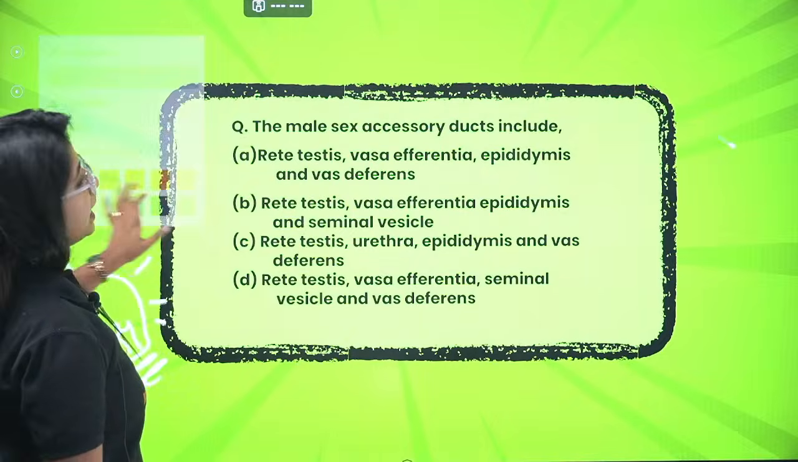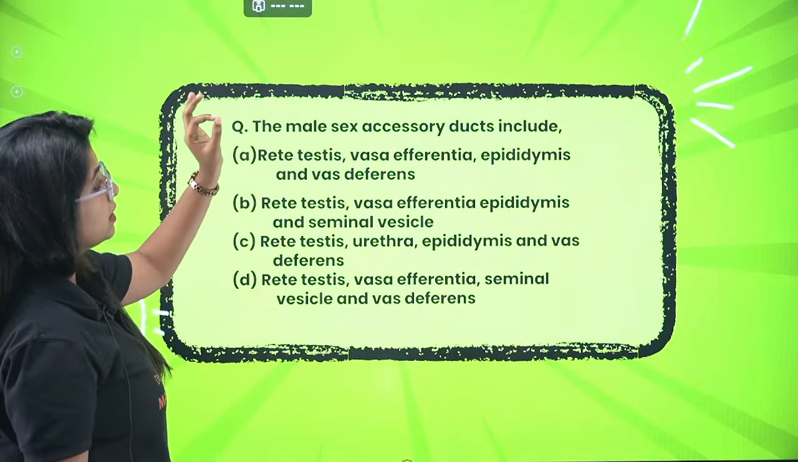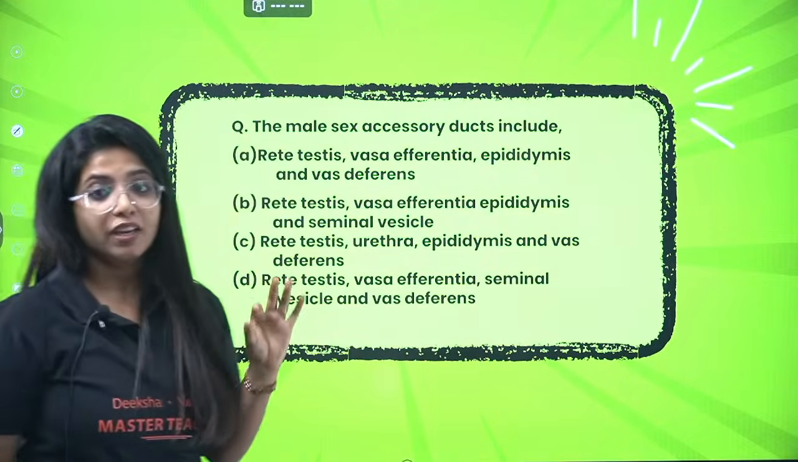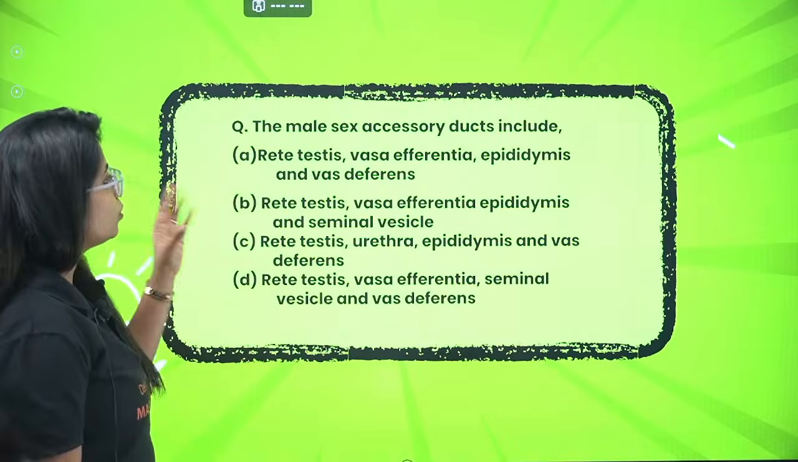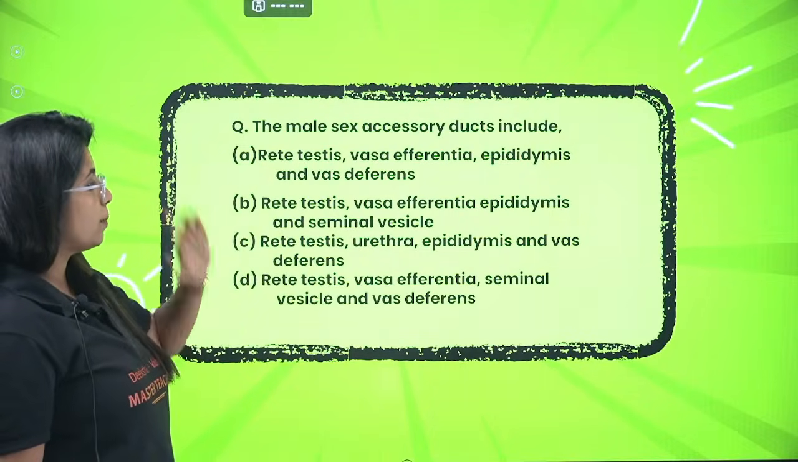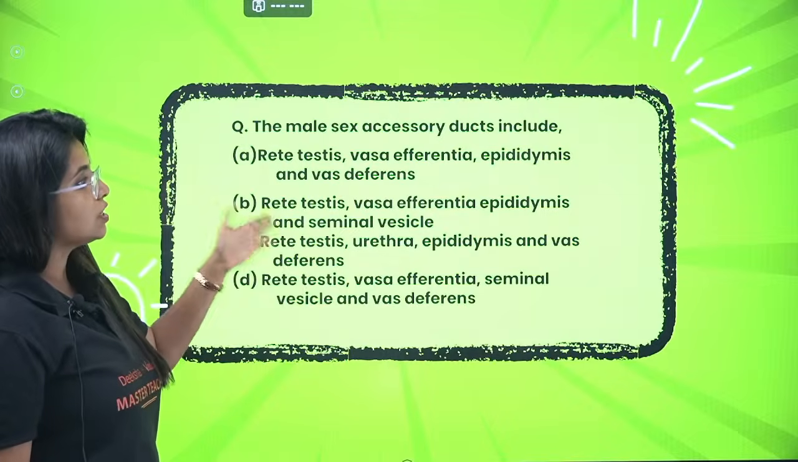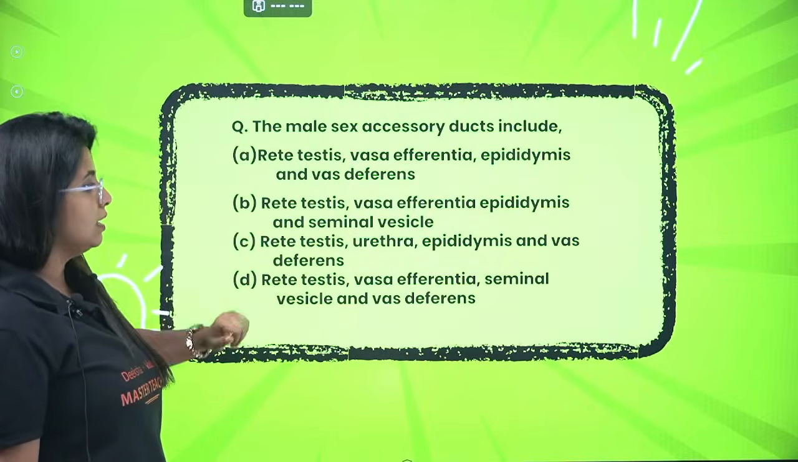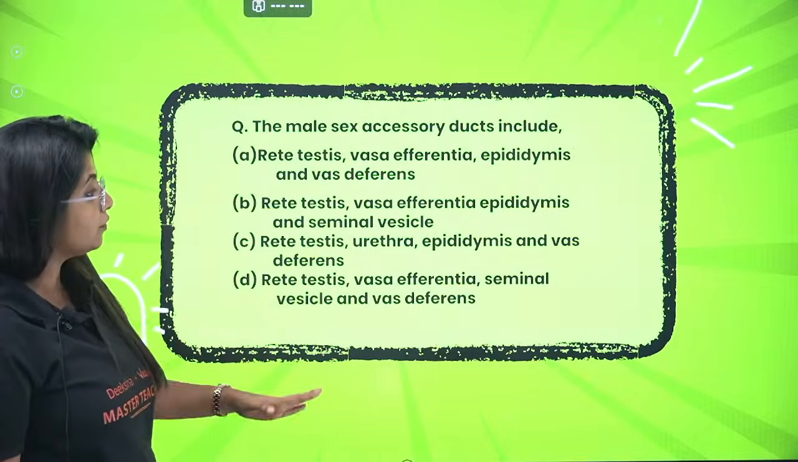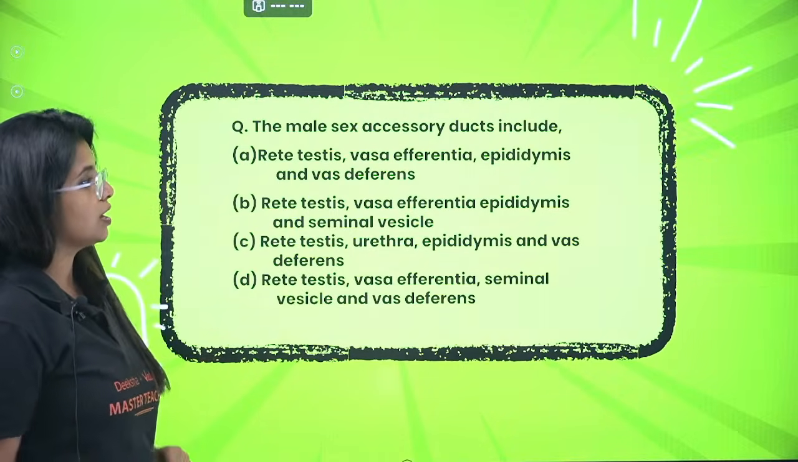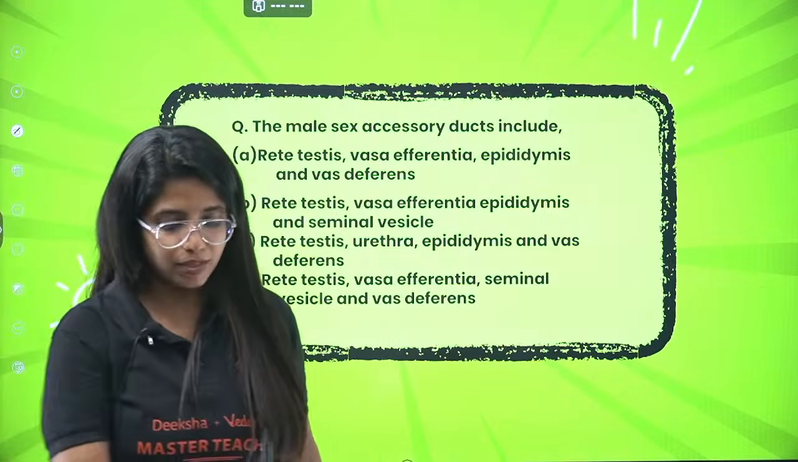Now, the male accessory ducts include: you're talking about the accessory duct. What do they include? A: rete testis, vasa efferentia, epididymis, and vas deferens. B: rete testis, vasa efferentia, epididymis, and seminal vesicle. C: rete testis, urethra, epididymis, and vas deferens. D: rete testis, vasa efferentia, seminal vesicle, and vas deferens. What do you think is the answer for this particular question?